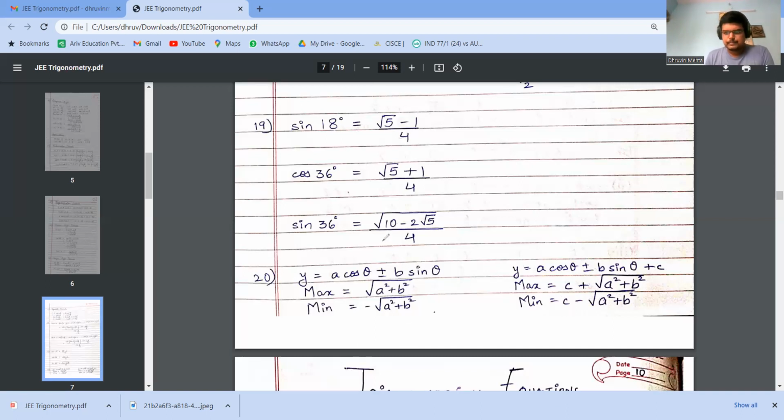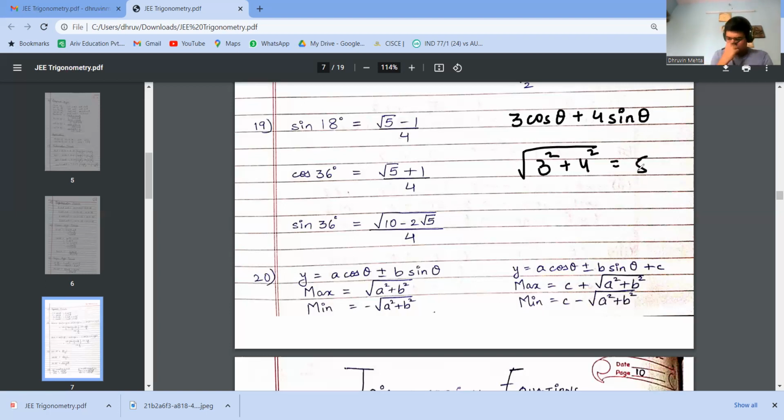So this is to find the maximum value of, let's say, questions come like this. Muskan, let me give a simple example. What is the maximum value of 3 cos theta plus 4 sin theta, for example? So it's simple, root 3 square plus 4 square, something like this.